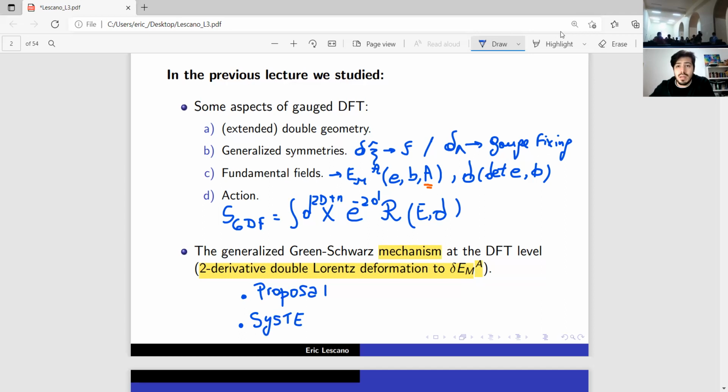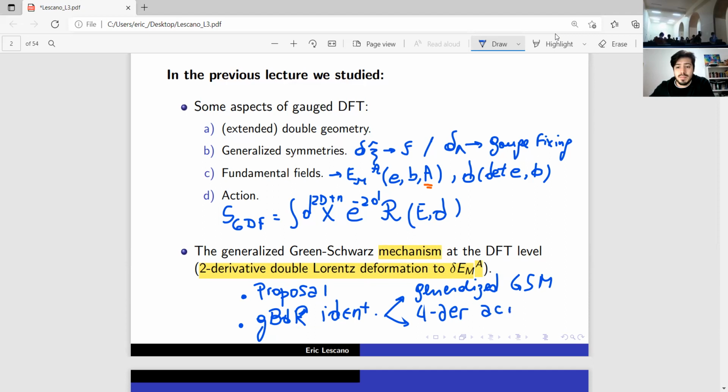I am going to write here. This systematic procedure is the generalized version of the raw identification. So let me write it this way: identification. Using this generalized version of the raw identification, we are able to construct the generalized Green-Schwarz mechanism, a generalized Green-Schwarz mechanism plus a four derivative action. This is the idea for today.